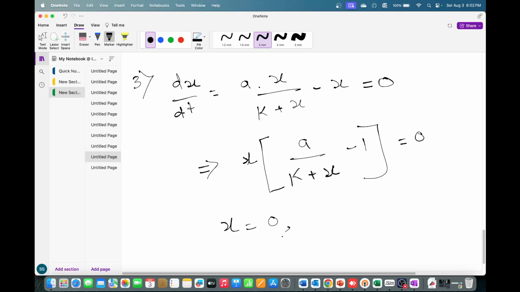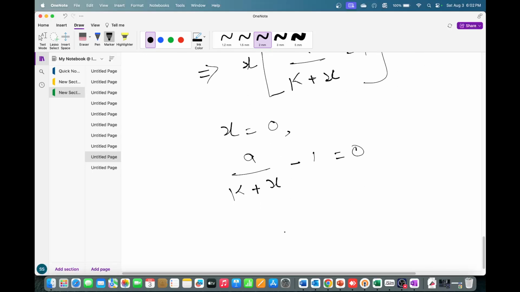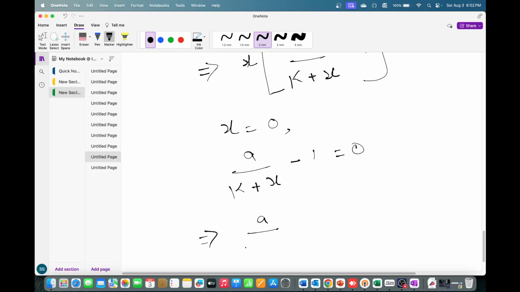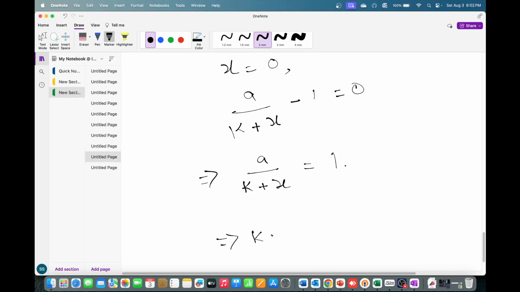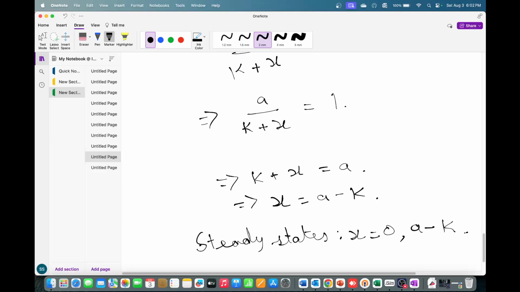One is x equal to 0, the other one is basically a by k plus x minus 1 equal to 0, which implies a by k plus x equals 1, which implies k plus x equals a, and ultimately x equals a minus k. So there are two steady states of this system, at x equal to 0 and at x equal to a minus k.